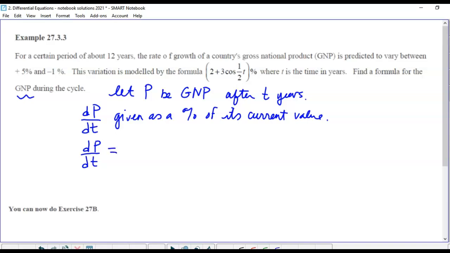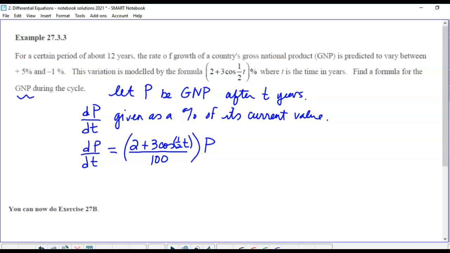So remember a percent. We don't want to keep a percent in our equation. So what does percent mean? It's out of 100. So that percent of the gross national product. Okay. So now that's our differential equation.